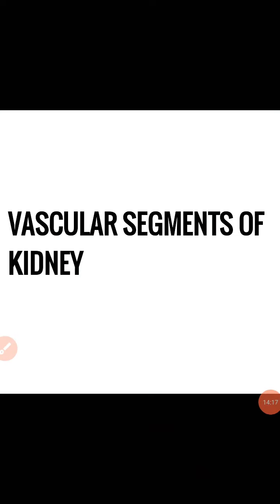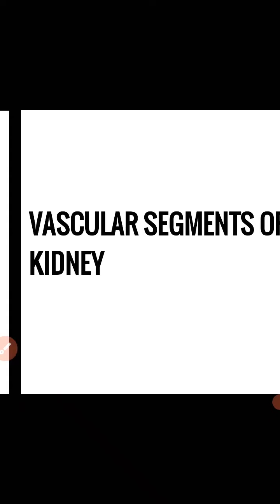Vascular segments of kidney. The renal artery supplies the kidneys, and the renal artery gives 5 segmental branches. 4 segmental branches arise from the anterior division of renal artery, whereas 1 segmental branch arises from the posterior division of renal artery. So the 5 segmental branches of renal artery are apical, upper, middle, lower on the anterior aspect. On the posterior aspect, part of apical and lower segments are seen, and posterior segment is also seen on the posterior aspect.